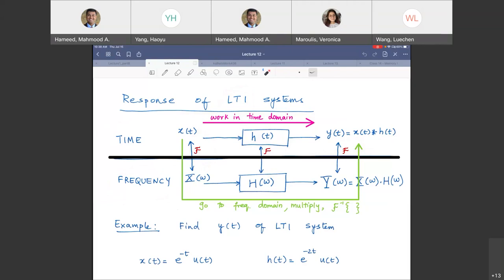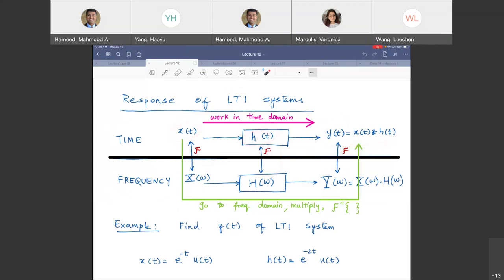So impulse response, take the Fourier transform, you get the frequency response. How does the system treat different frequencies? Is it a low pass filter? Is it a high pass filter? It's the frequency response of your system here. And on the output side, y of t in the time domain, take the Fourier transform, you get Y of omega in the frequency domain. So when you're working in the time domain, you are convolving x with h to get the output y in the time domain.